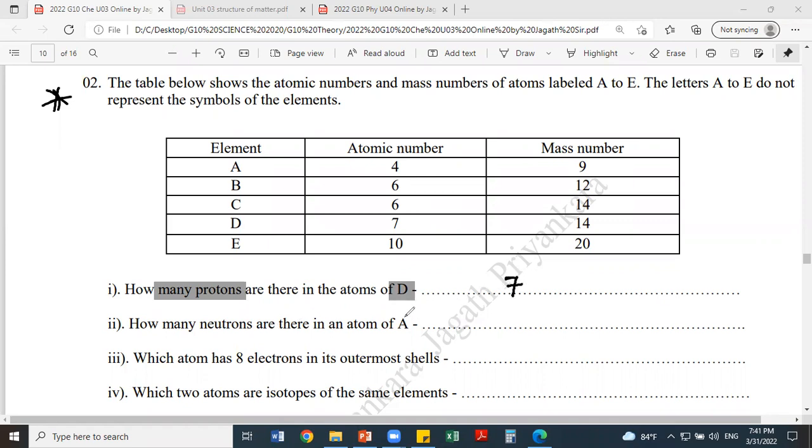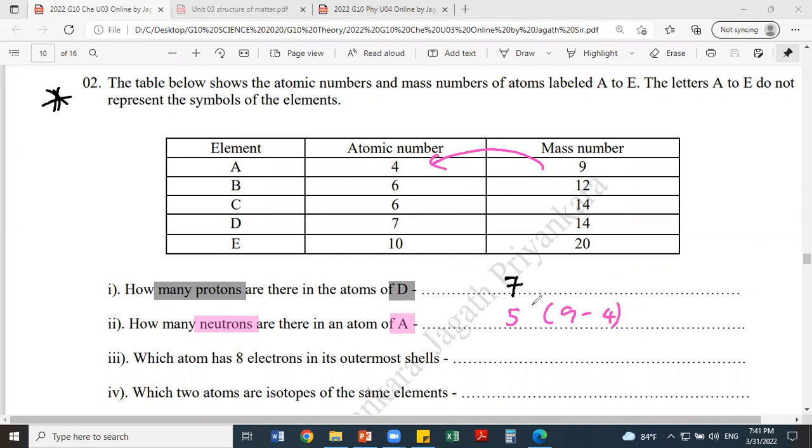How many neutrons are there in A? Okay, I'll highlight the keyword neutrons. Who can tell me how many neutrons in A? Prageet? 5. Yeah, very good. 9 minus 4. Mass number minus atomic number. 9 minus 4, so the answer will be 5. You can write within brackets: mass number minus atomic number.